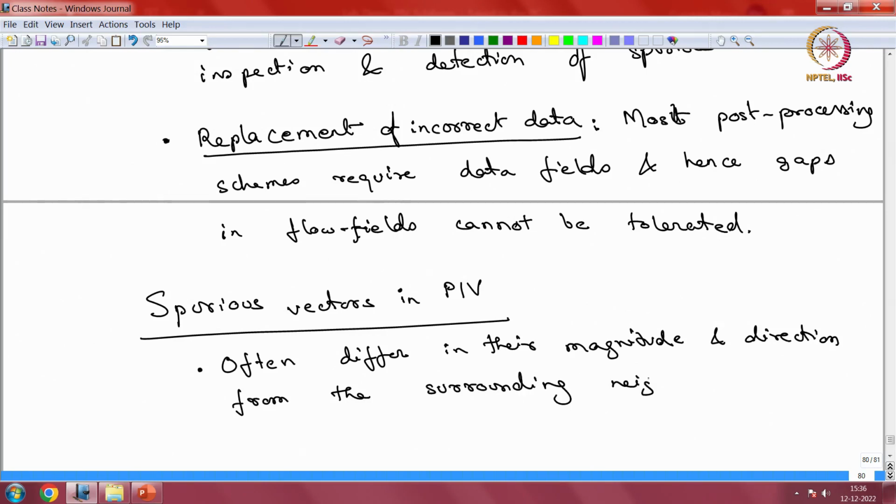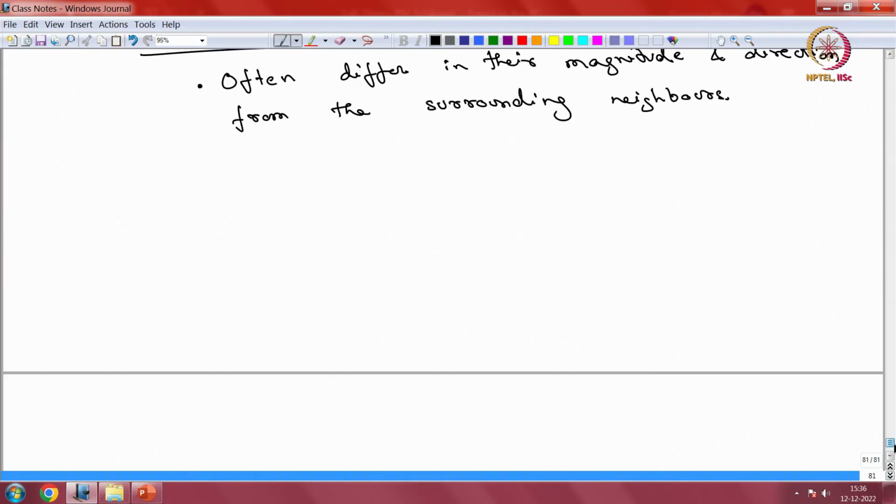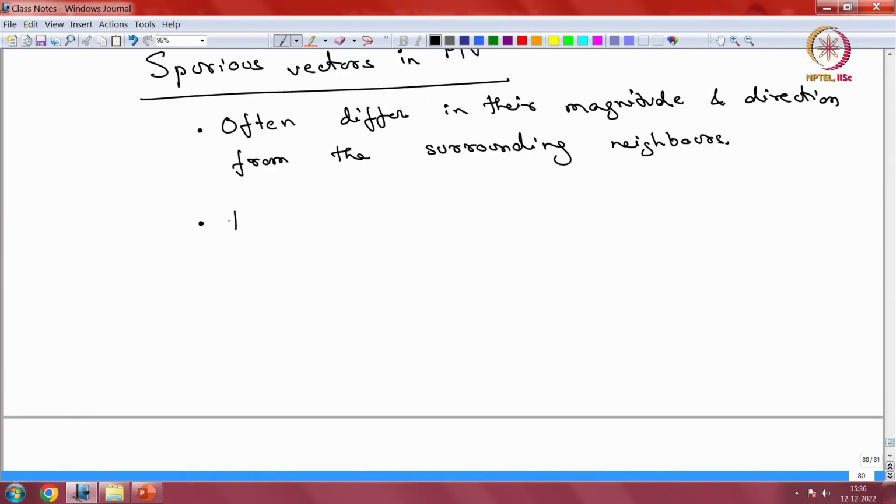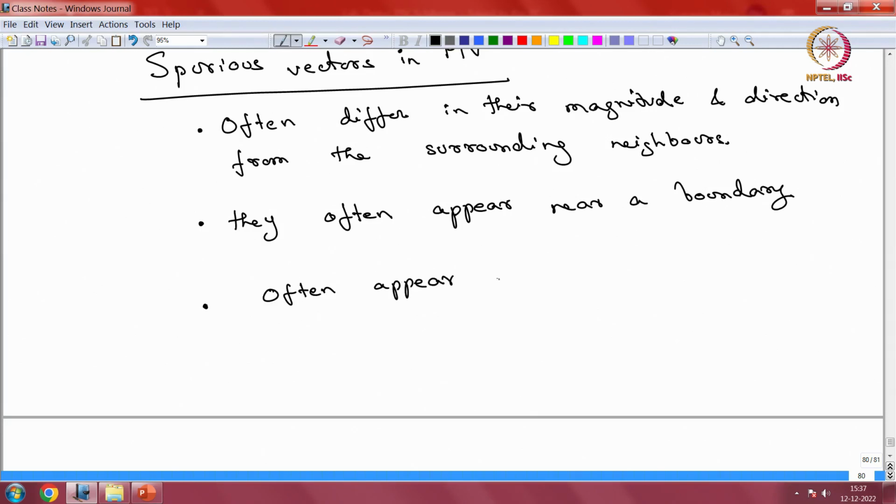And we'll give you an example. I have already shown you some things last class. We'll go back to that slide just to see it again. And they often appear near a boundary. The boundary can be an edge of a flow field. It could be an edge of an illuminated region, something of that sort. And not always, but sometimes they appear as single incorrect vectors.